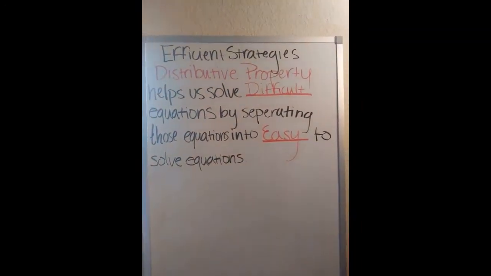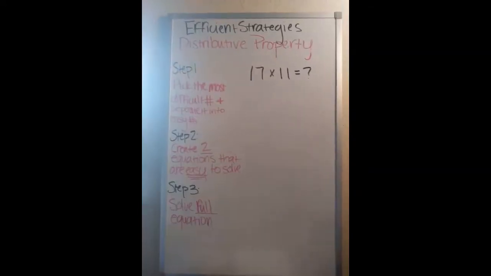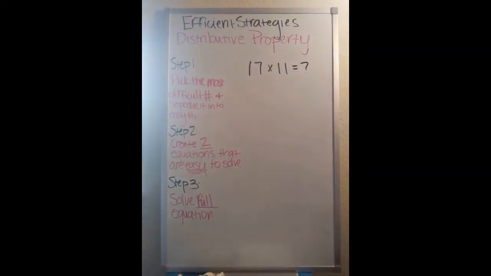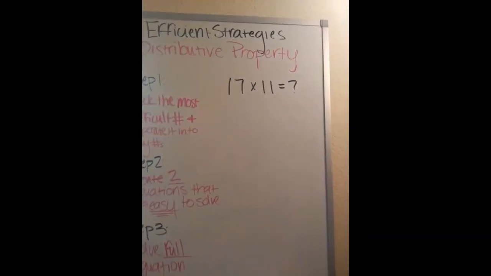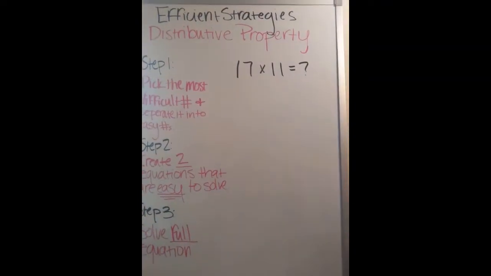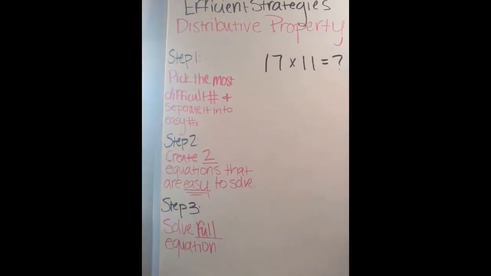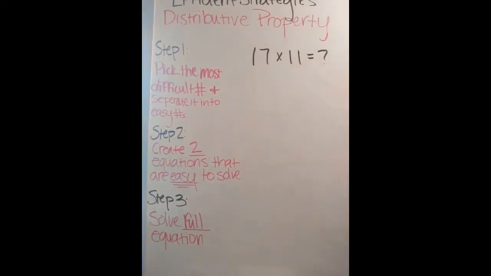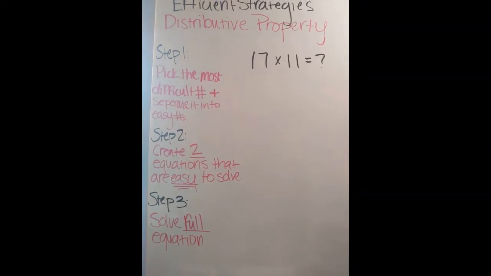That's efficient. We like things fast. We like things easy. Now let's see what that looks like. So, distributive property only requires 3 steps, alright? Our first step for this equation, 17 times 11, is going to be pick the most difficult number and separate it into easy numbers. I wonder what you guys can come up with.